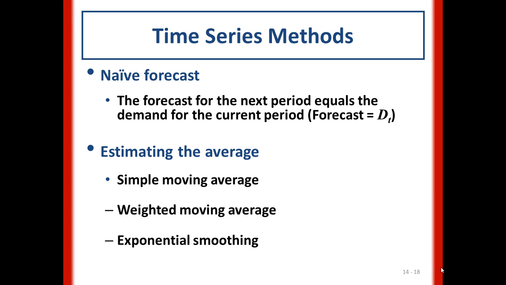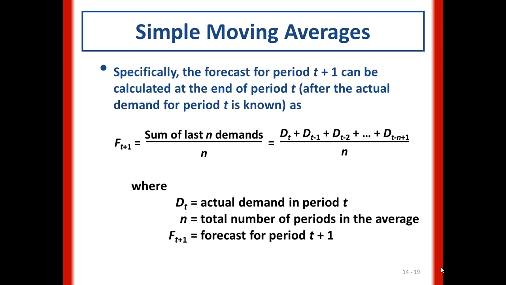Next method we call time series method. Time series method is a quantitative method using historical data in order to forecast the future. We will use three forecasting methods: simple moving average, weighted moving average, and exponential smoothing. But first we call simple moving average. Simple moving average, in order to forecast into the future t plus 1, we will use the last n demand divided by n. Okay.